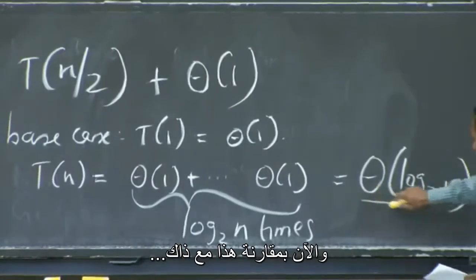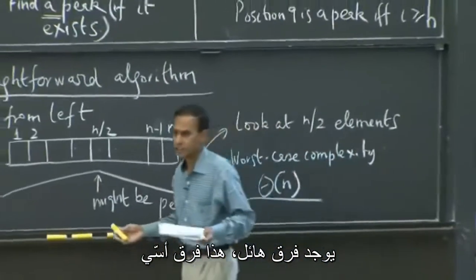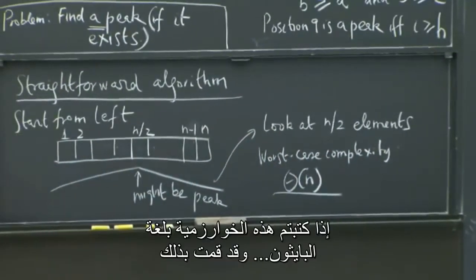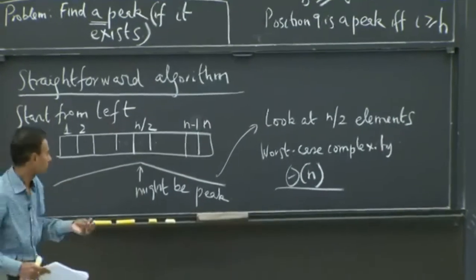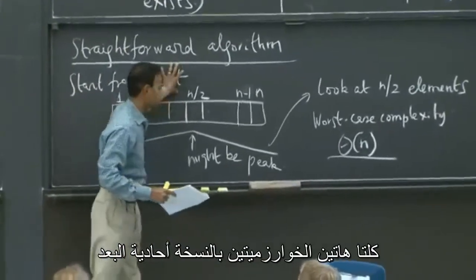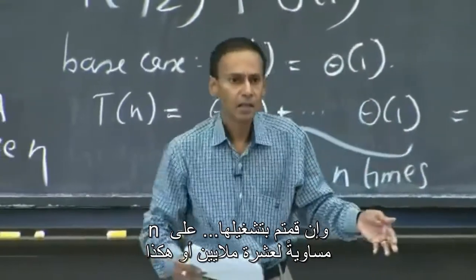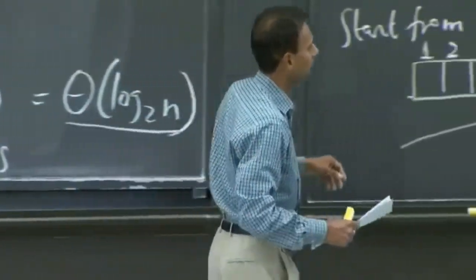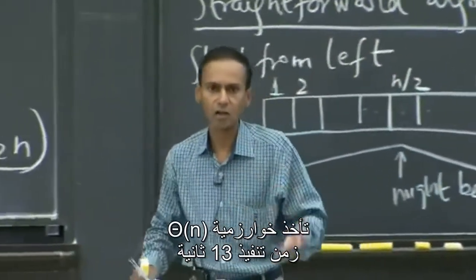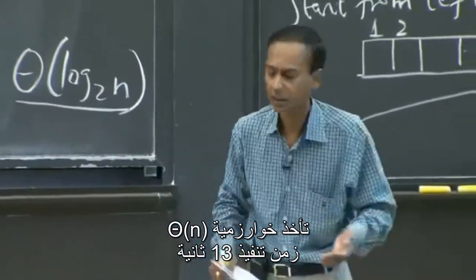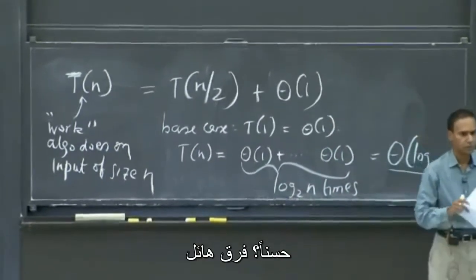So now you compare this with that, and there's really a huge difference. There's an exponential difference. If you coded up this algorithm in Python, and I did both these algorithms for the 1D version, and you run it on n being 10 million or so, then the theta n algorithm takes 13 seconds, and this one takes 0.001 seconds. Huge difference.